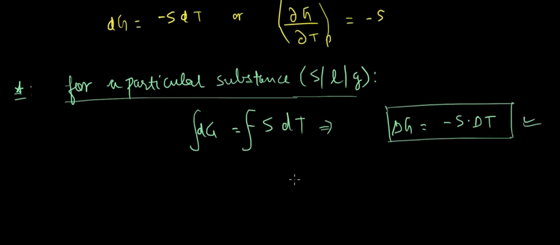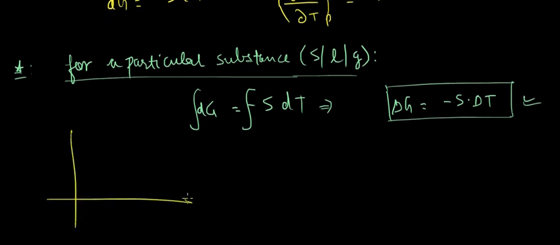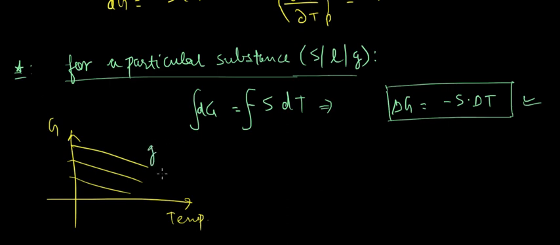So at constant pressure we'd have a graph of G versus temperature varying like this. This would be for the gaseous phase, this would be for liquid, and this would be for the solid phase. Okay, the graph would have a negative slope because of the minus sign present over here.